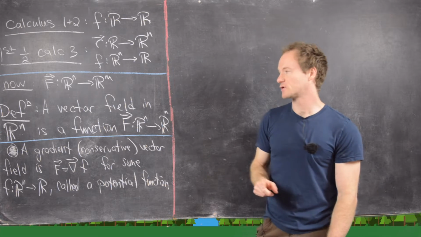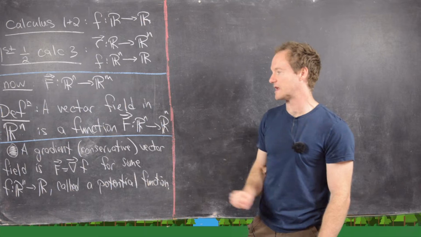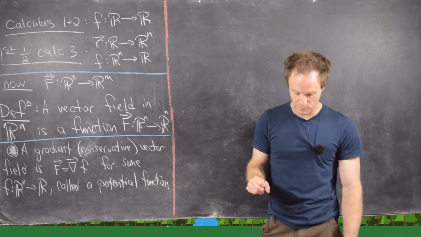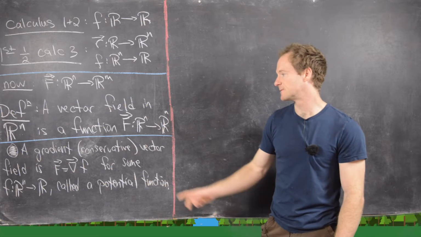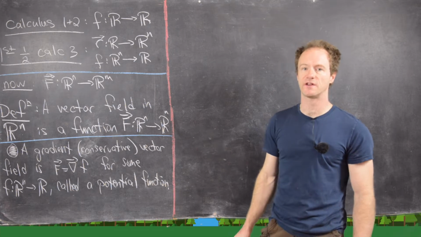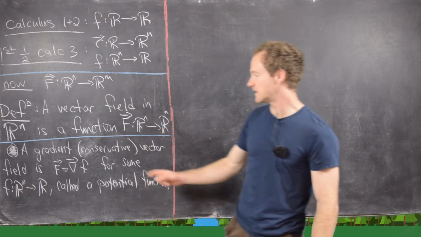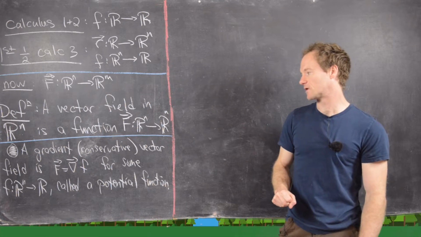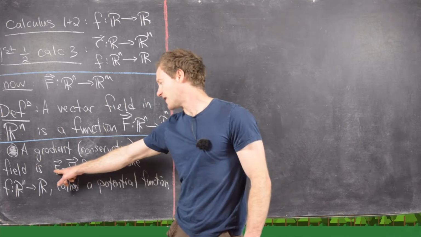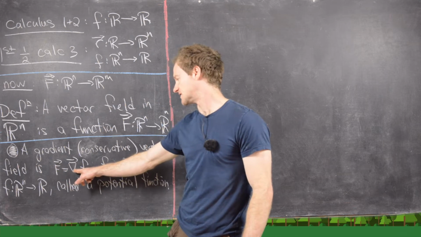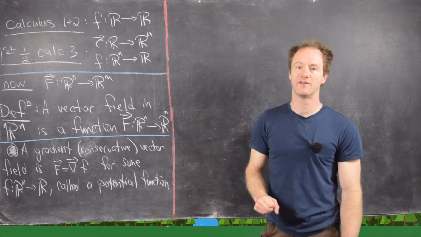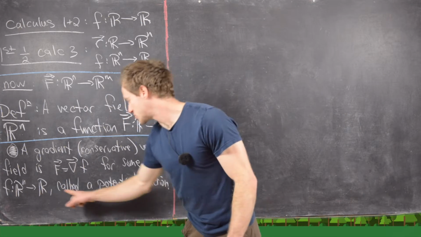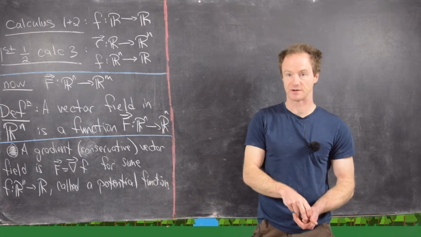And then one special type of vector field is called a gradient vector field. Sometimes this is called a conservative vector field because it represents some important properties in physics. A gradient or conservative vector field is a vector field that can be defined by taking the gradient of an n-variable function. In other words, capital F is the gradient of little f, and little f is a multivariable scalar valued function. That function f is called the potential function.